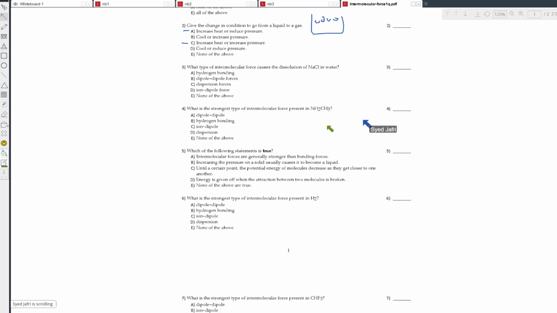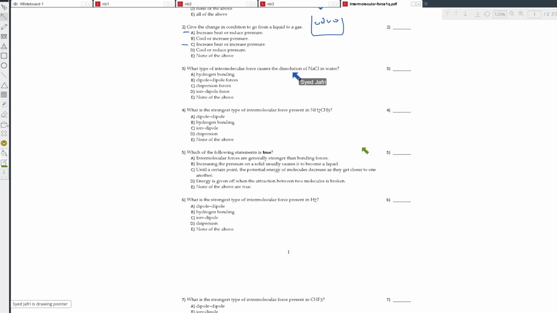Got it. Understood. But if they ask which forces you have to overcome, then it is ion-ion interaction. Understood. But what force causes the dissolving, then you say ion-dipole. So be careful about the wording of the question. Thank you. All right.